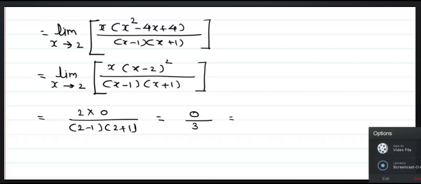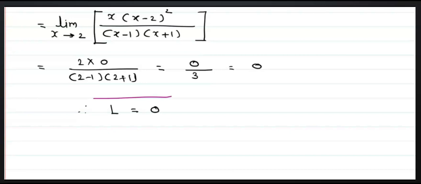That is here, the x minus 2 bracket square, and if we substitute x equals 2, therefore what will happen? 2 minus 2, the numerator will become 0, and overall 0 upon whatever, that is 0 upon 3, and overall the answer is 0. Again you can see this.